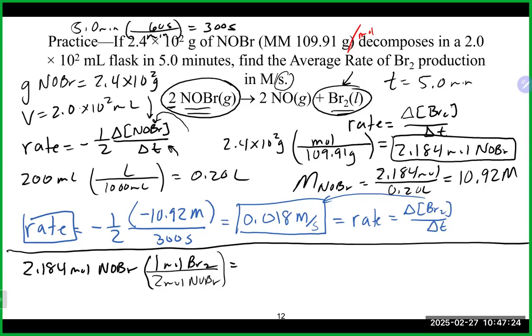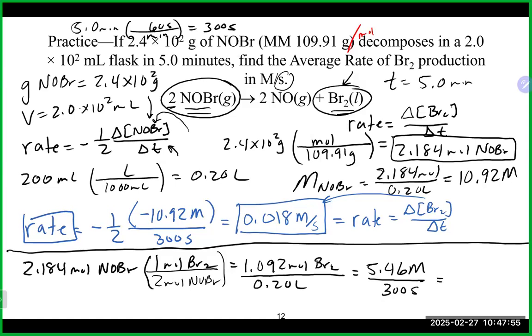If we do that, we'll get 2.184 divided by 2, which is something like 1.092 moles of Br2. We then could turn that into molarity by dividing by our 0.2 liters, and that will get us 5.46 molar. We then could divide that by the time, right? Basically our time was still 300 seconds, and we divide that by 300 seconds. We will then get 0.018 molar per second, which is the same answer.